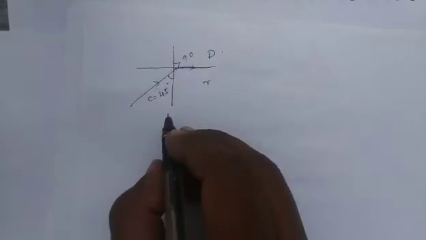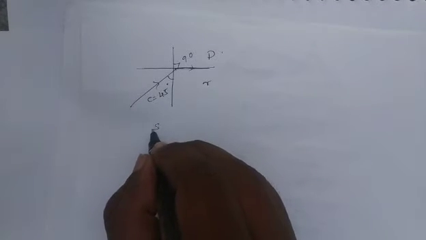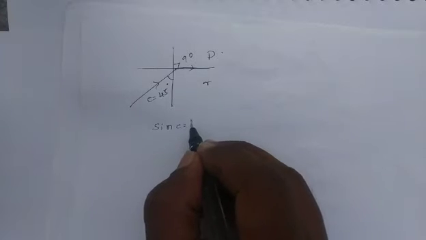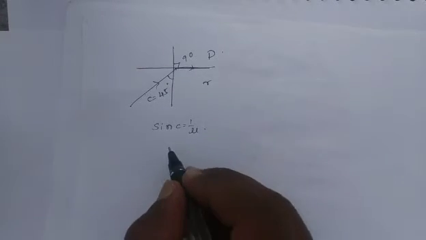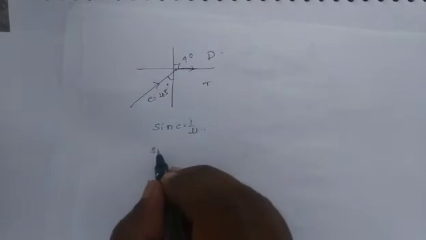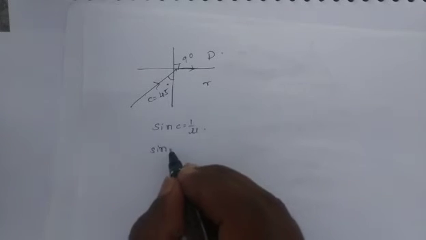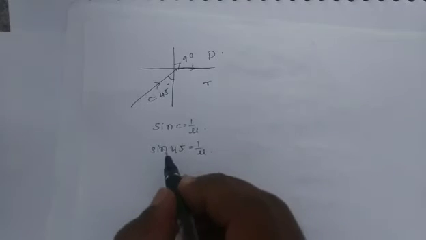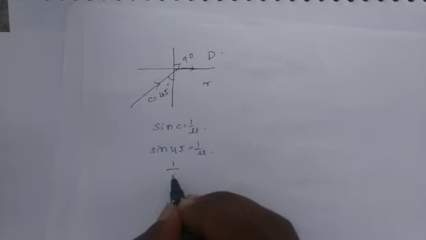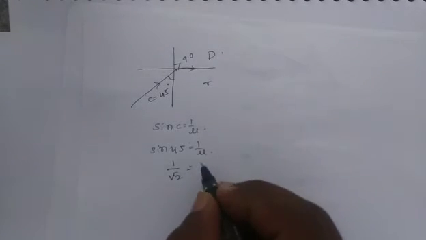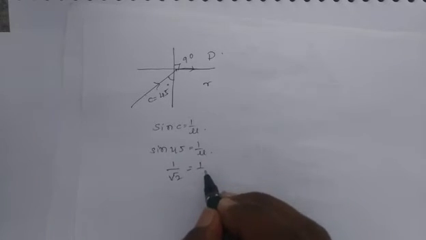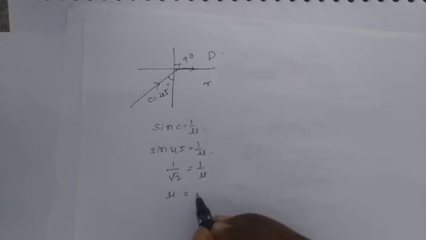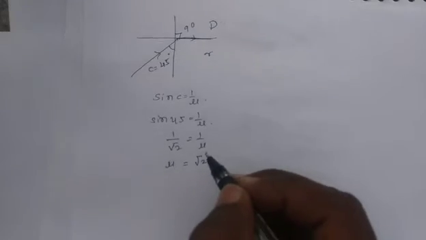The critical angle and refractive index relation is sin C equal to 1 by mu. So sin of the critical angle 45 degree is equal to 1 by refractive index. Sin 45 is 1 by root 2, so 1 by root 2 is equal to 1 by mu. So the refractive index is root 2.